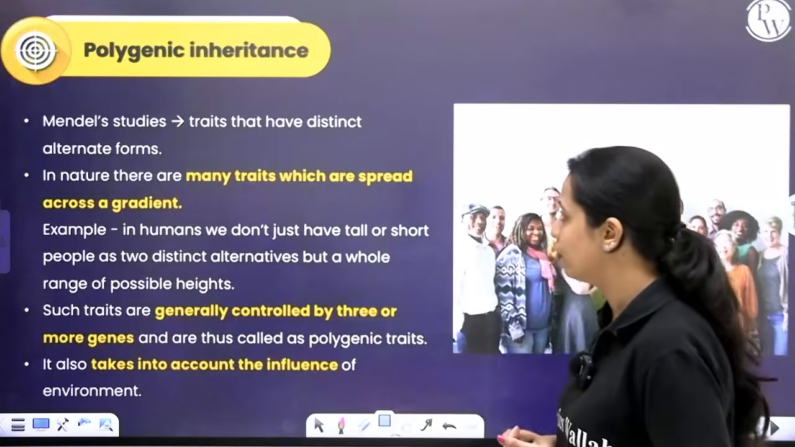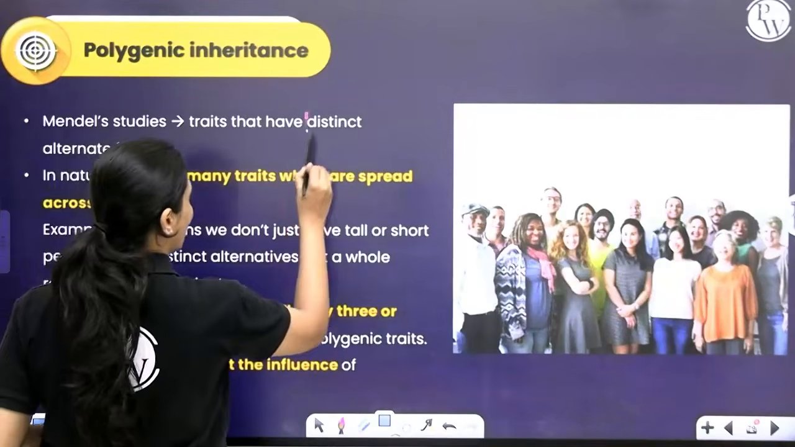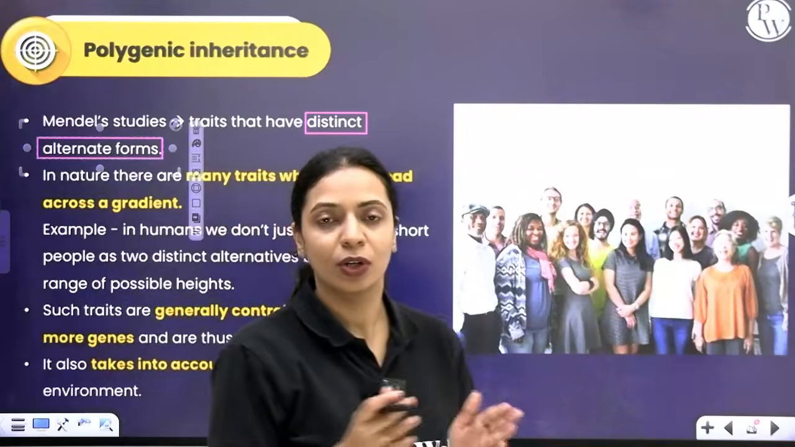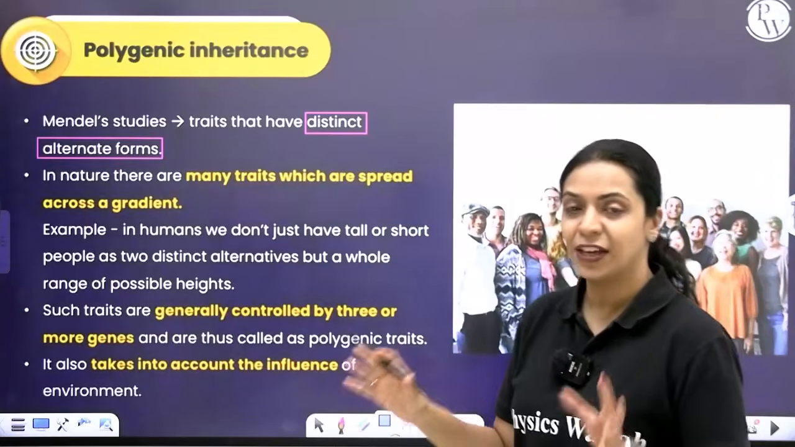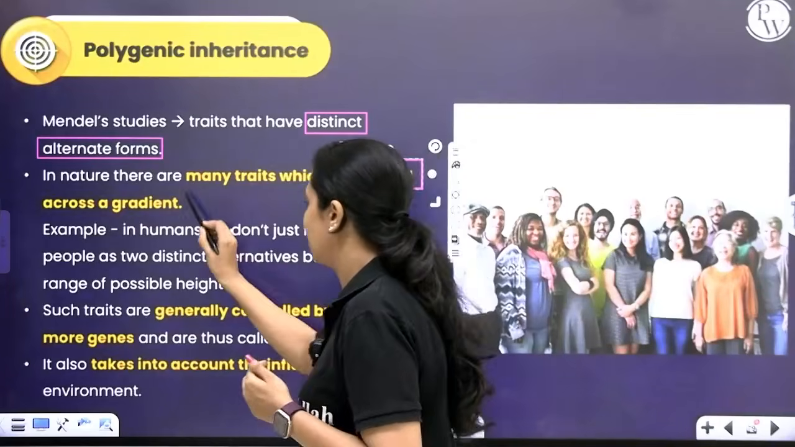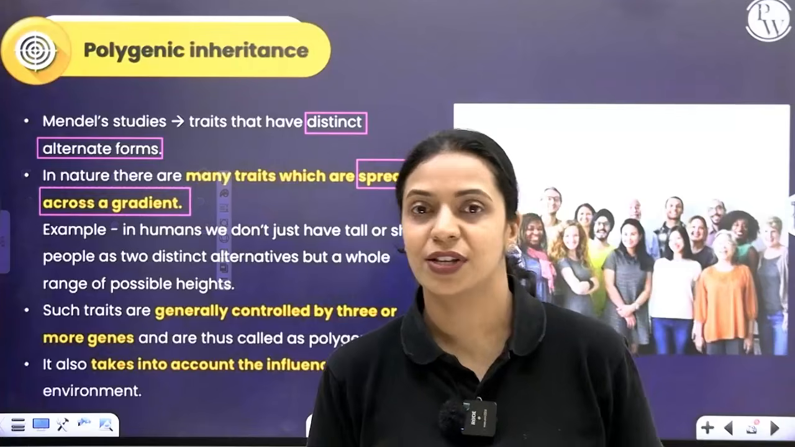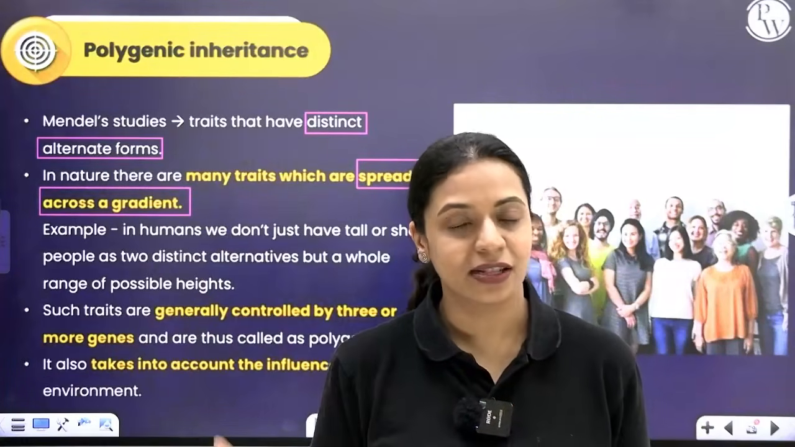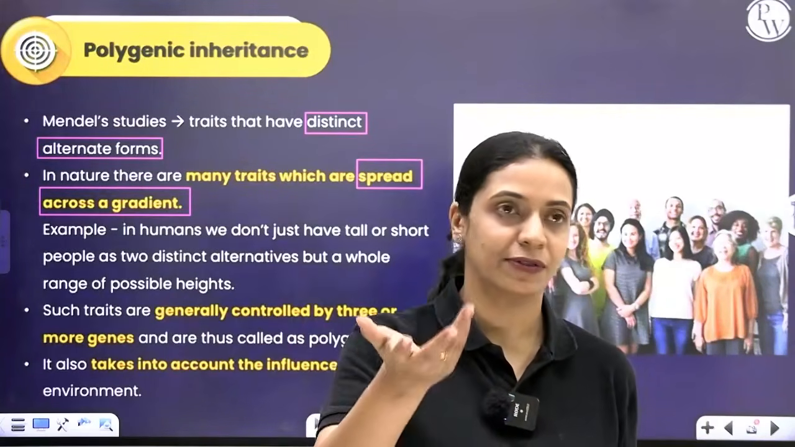Whatever experiments Mendel performed, he considered characters that had two distinct alternate forms. But in nature, every character will not exist in only two starkly distinct contrasting features, right? There are many characters in nature which are spread across a gradient. Like if you think about height in humans, it's not like a person can either be 6 feet tall or 5 feet tall. There is a gradient. Some people are 6, some people are 5'8", some people are 5'9", I am 5'3", you could be 5'7", whatever.